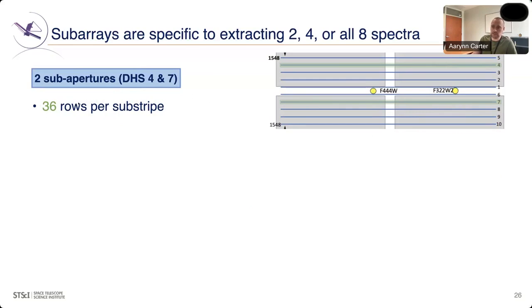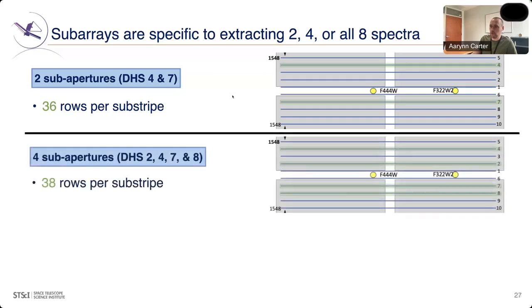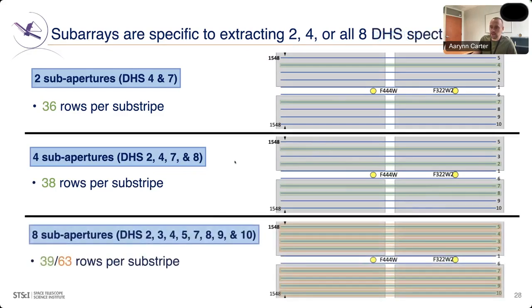So this is a little bit different to what you might be familiar with for the long wavelength, which I think typically has at least 64 rows per subarray. For the 4 subapertures, our number of rows goes up a little bit, and we start to add in DHS2 and DHS8. And then for the 8, we can add in all 4 additional DHS subarrays. But we also have 2 options here. You can choose to read out 39 rows per substripe or 63 rows per substripe.